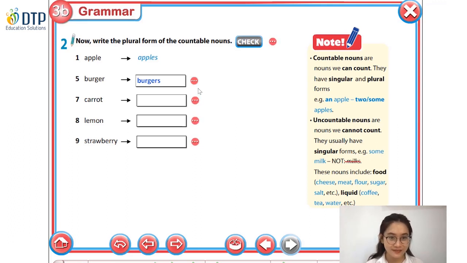Now, have you finished? Let's check your answers. We have carrot and lemon. Right, so what do you do to write the plural form? Yes, you add s at the end of the nouns. Let's check it out. Perfect. And bingo. Now, what about strawberry? Does any one of you add s at the end of the noun? Yes or no? Okay, so this is special.